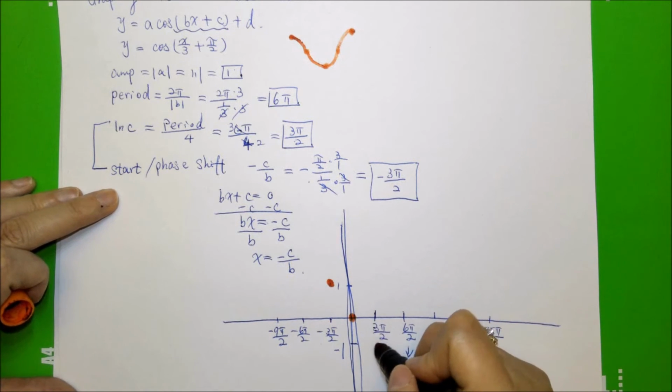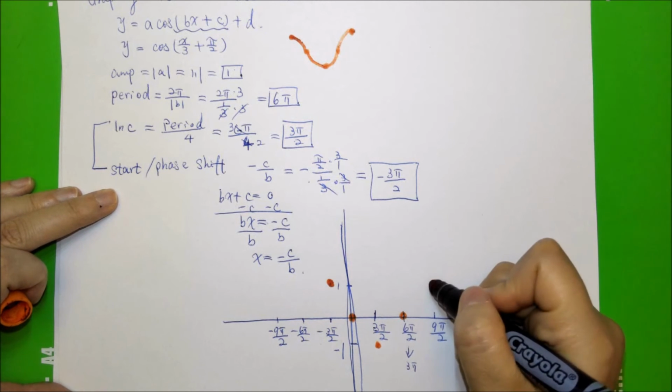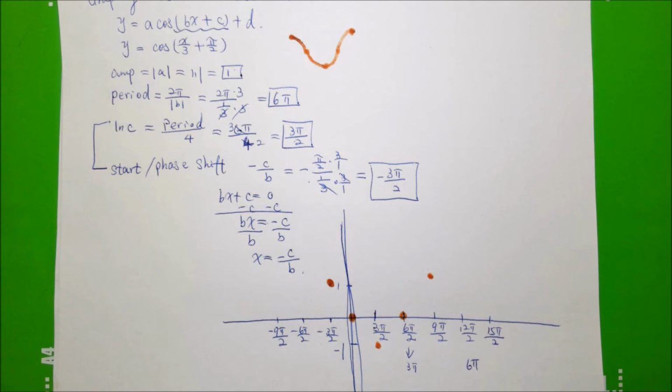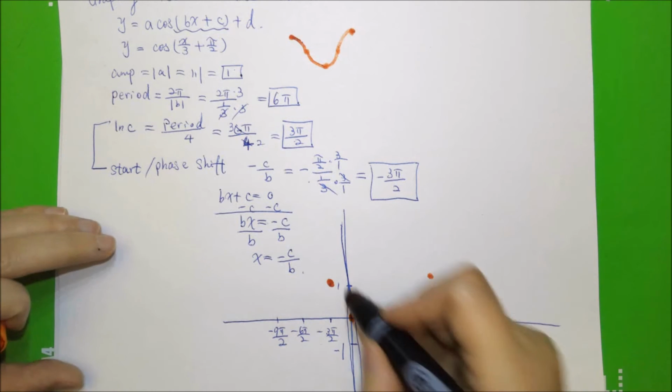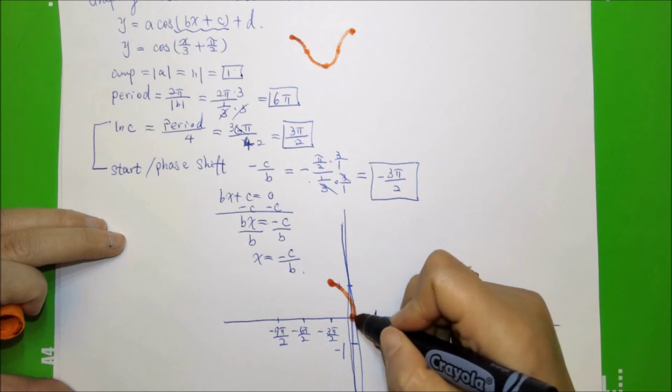Intersection, minimum, intersection, max. Every 5 points will give you a graph. If I connect my graph, it will look like this.